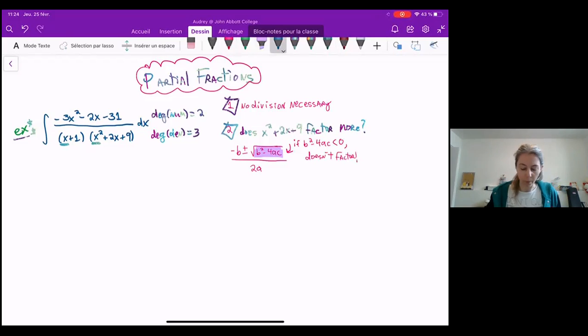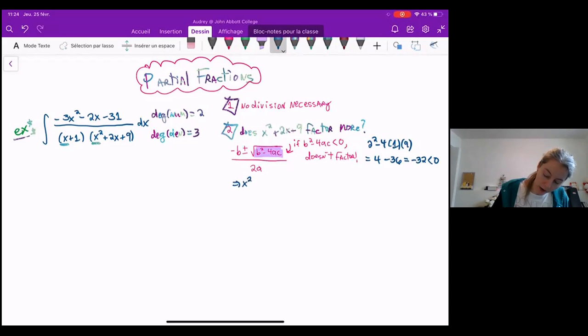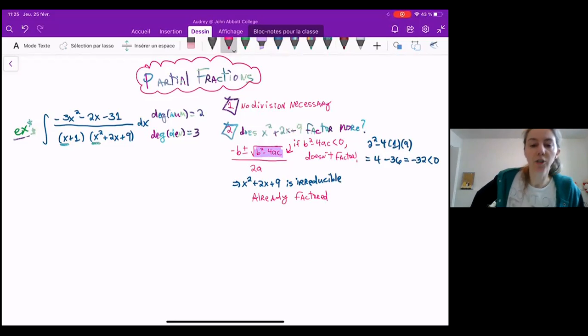So let's check that here. Our b is 2, so we have 2 squared minus 4 times 1 times 9, which equals 4 minus 36, which is minus 32, which is clearly less than 0. So x squared plus 2x plus 9 is irreducible. It doesn't factor anymore. So here we can just say already factored.